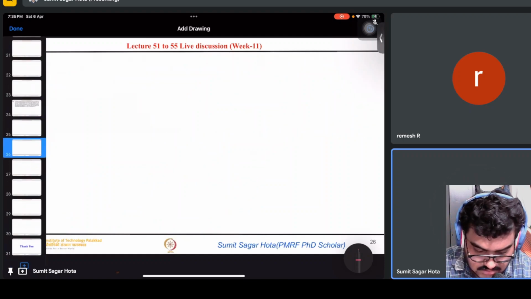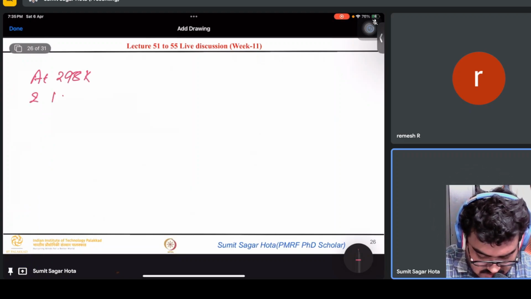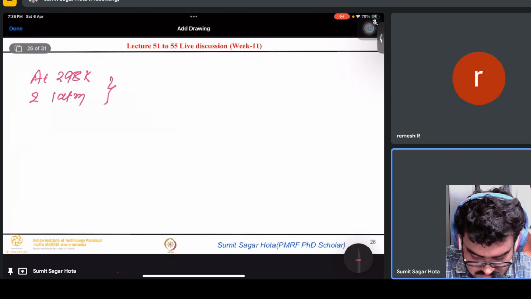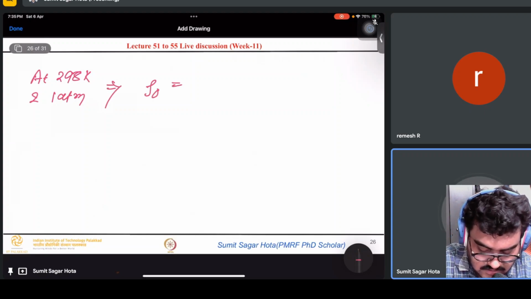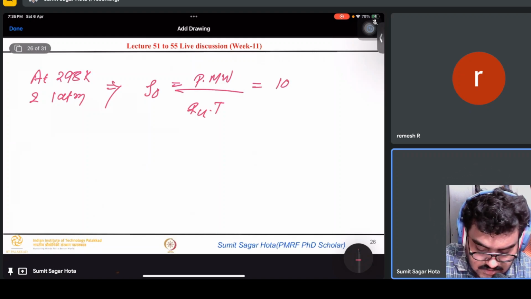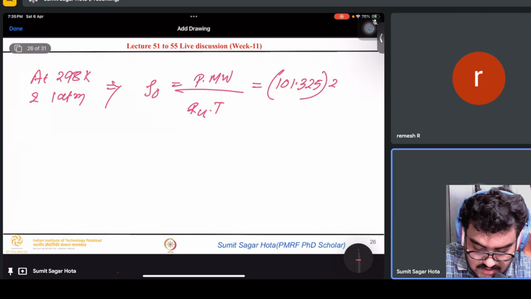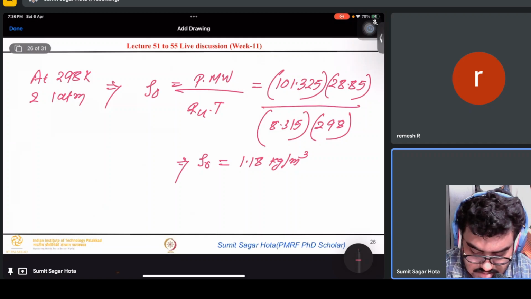So first we will find out rho naught at 298 Kelvin. Rho naught is equal to P into molecular weight divided by R U into T. That is 101.325 into 28.5 divided by 8.315 into 298, which is 1.18 kg per meter cube. Rho naught we have.